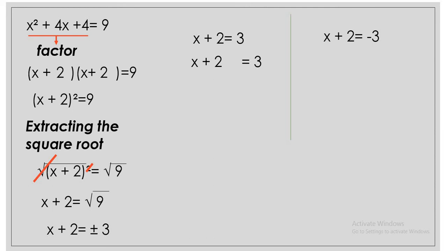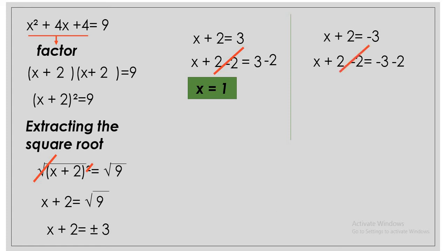Use the subtraction property of equality. Put negative 2 on both sides of x plus 2 to cancel it out. Then you will have x is equal to positive 1. On the other side, since this is positive 2, put negative 2 on both sides to cancel it out. So your x is negative 5. These are the two solutions or roots of the equation: x is equal to 1 and x is equal to negative 5.